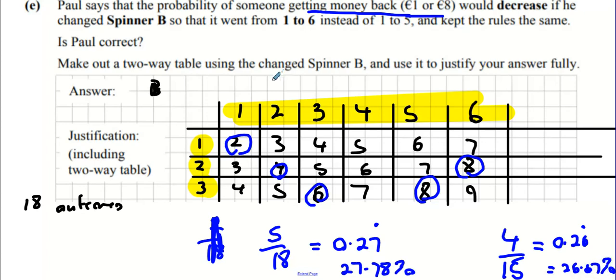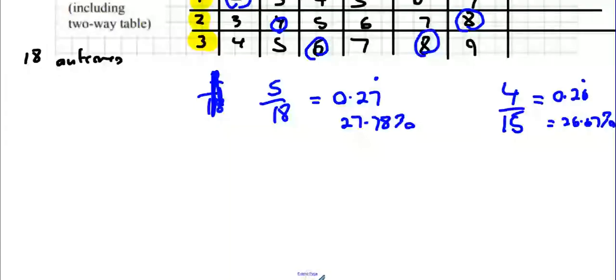Okay, so Paul is wrong. Paul is not correct. Okay, and we can say that yeah, 5/18 is bigger than 4/15. Okay, and that's our question done.